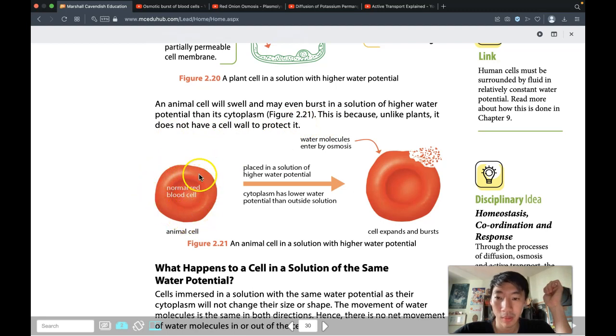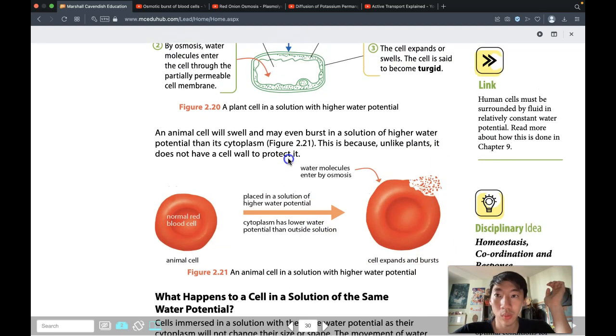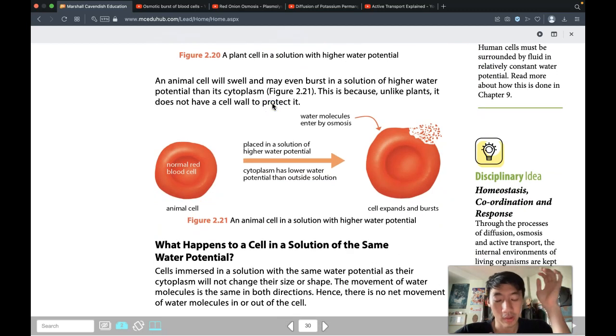So if you put a red blood cell into a solution with higher water potential, the cytoplasm of that cell has a lower water potential. So water molecules will enter through the cell membrane by osmosis. The cell will start to expand, and it will expand to the point where it will burst. The word burst, in medical terms, you call it a cell being lysed, L-Y-S-E. Please write that here. L-Y-S-E, the cell has lysed or burst. Okay, so let's watch. Oh no, I'll say everything, then we watch the videos.